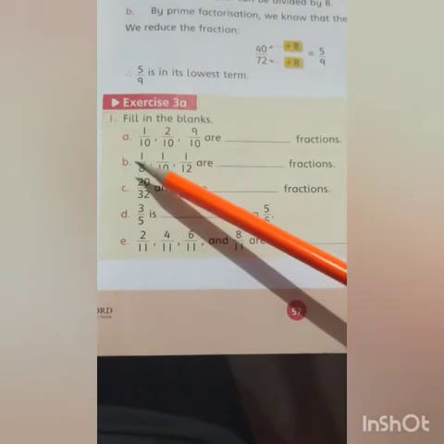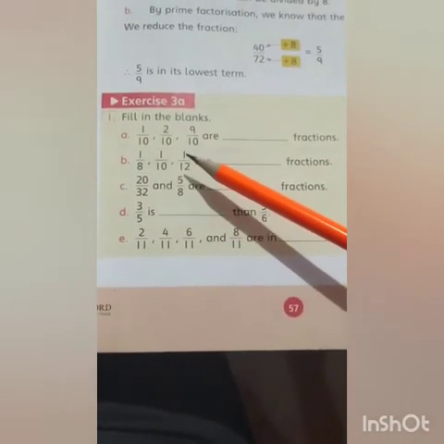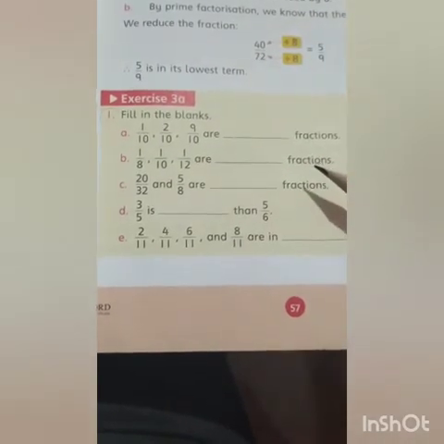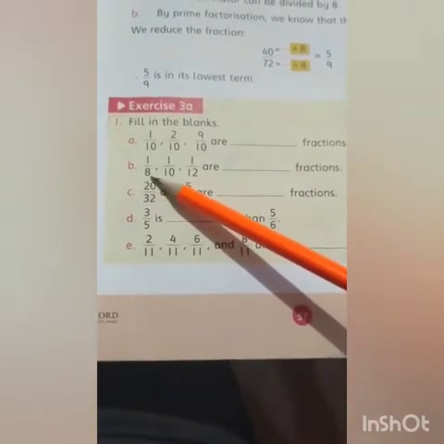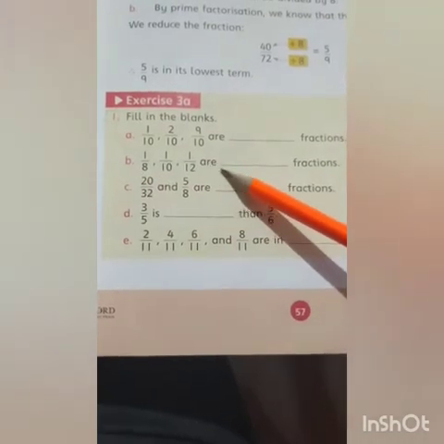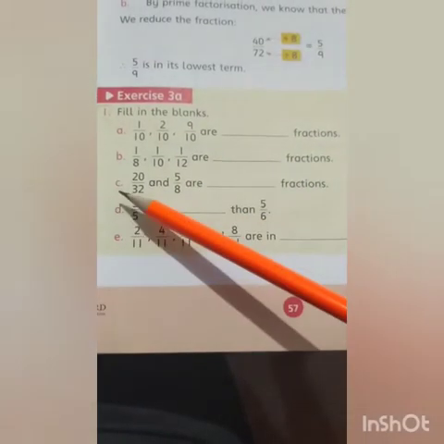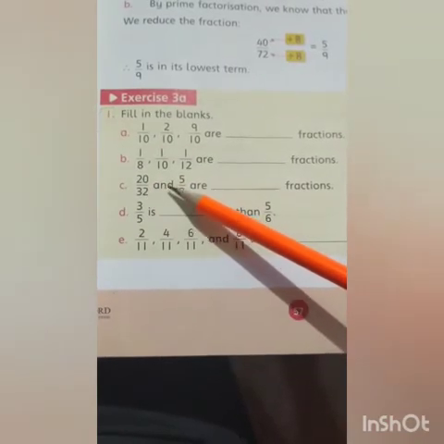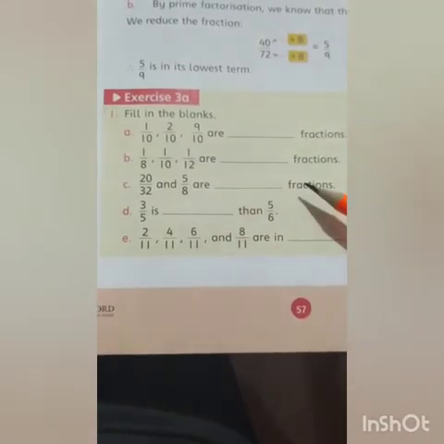Now part B, 1/8, 1/10, 1/12 are dash fractions. Now consider the denominators again. Look at the denominators. Denominators are different. These are unlike fractions. Part C, 20 upon 32 and 5 upon 8 are dash fractions.